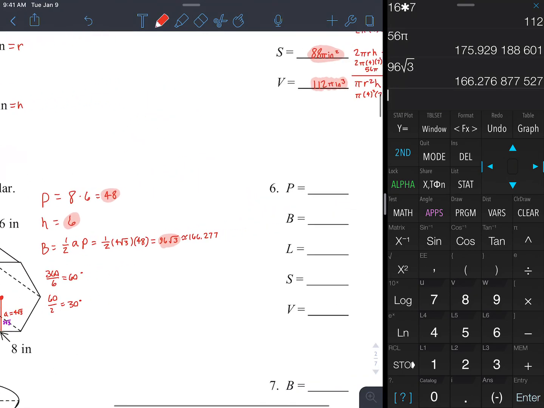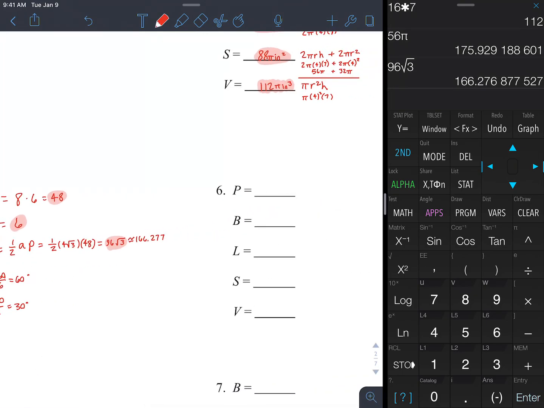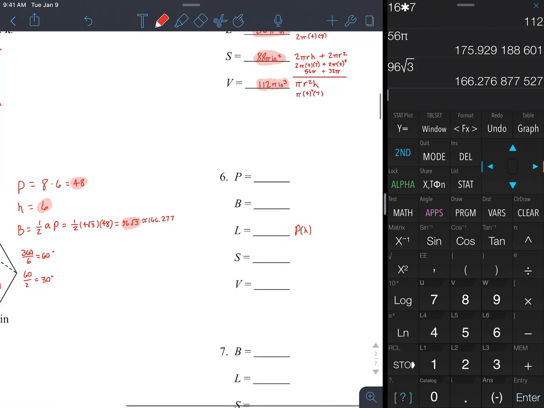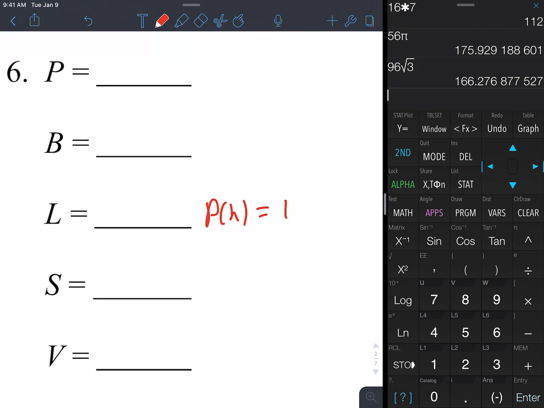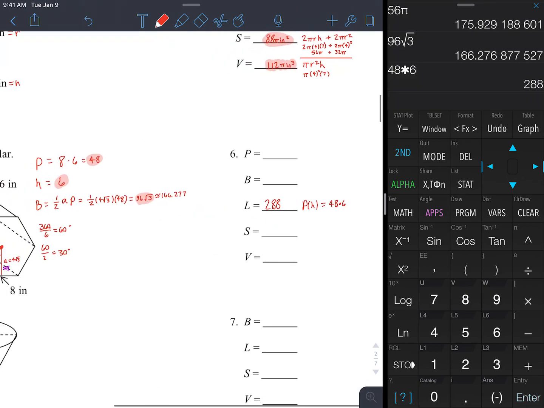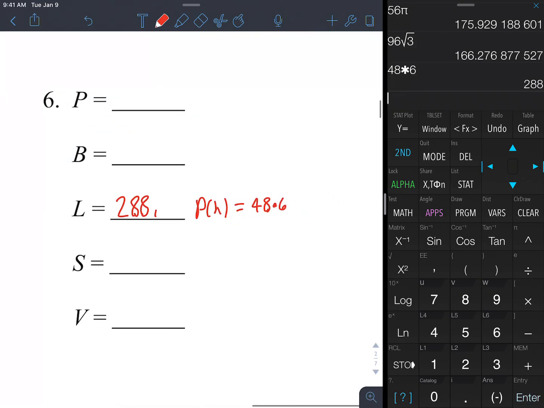Now that we have that, we can start plugging those numbers into our formulas. The lateral area is just perimeter times height, which in this case is going to come out real nice. That's just 48 times 6, which is 288. The units, I think, are in inches. Yep, so that'd be inches squared. Okay, for the surface area, it's Ph plus 2B.